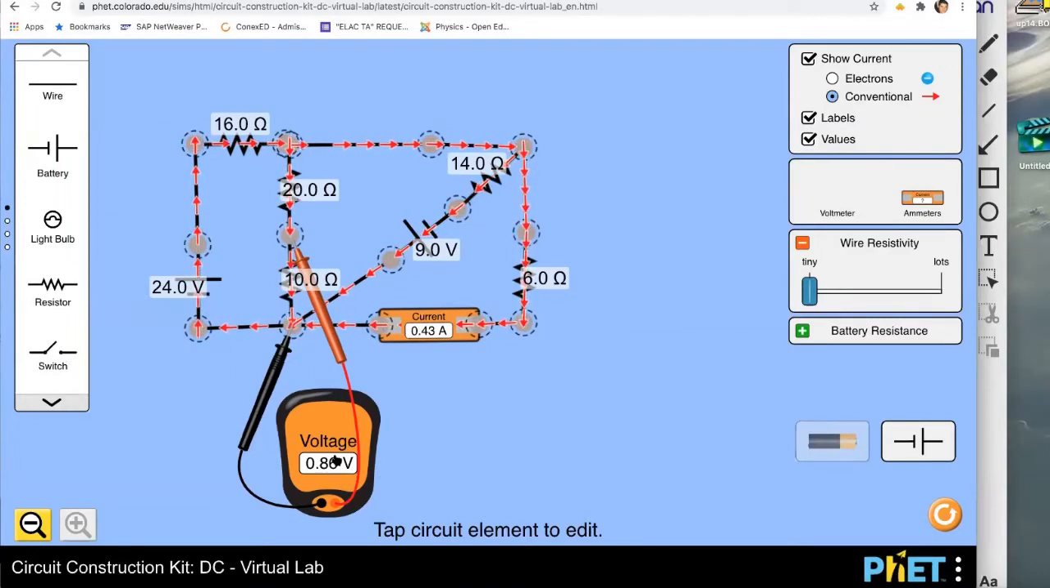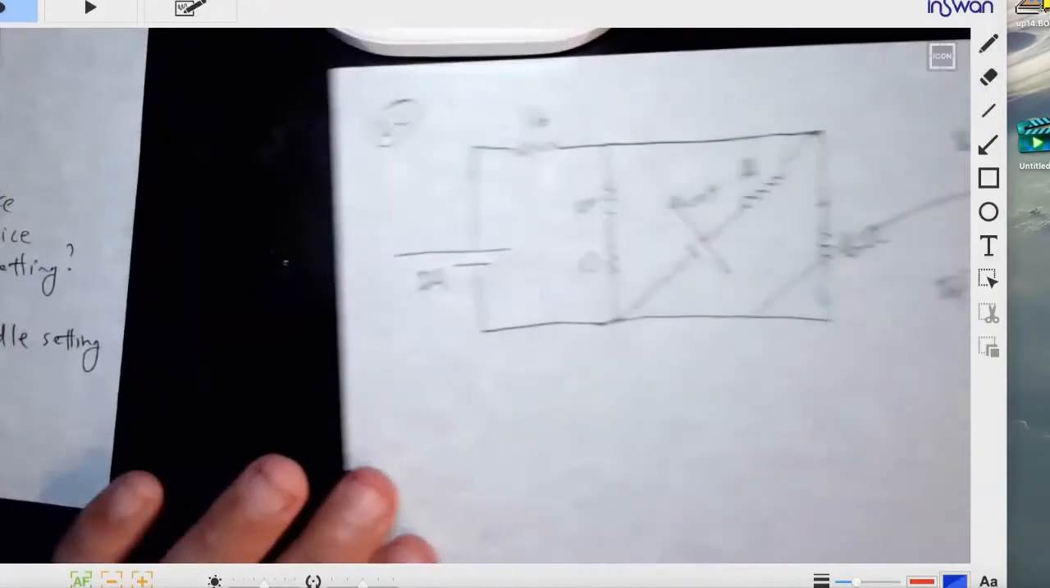So we could say if this is 9 volt, if 9 volt facing down, the voltage of the 10 turns into 0.86 and the current changes to 0.43. So it's like this.